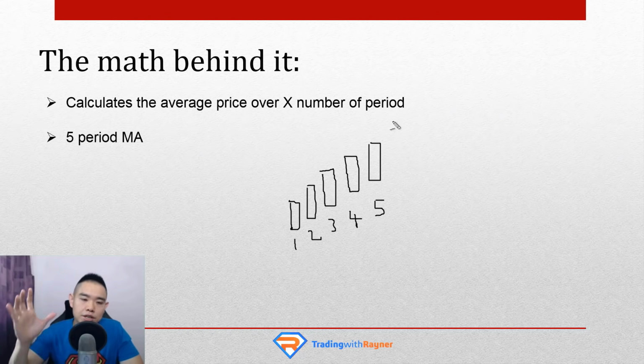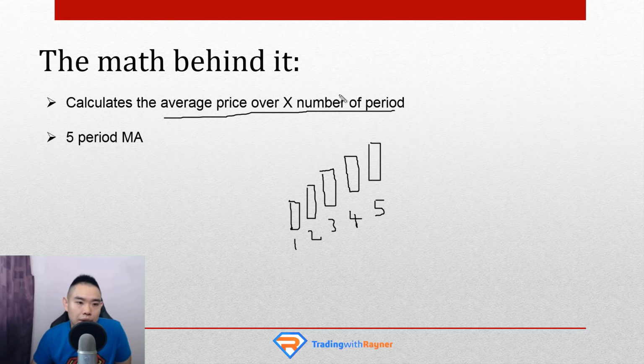So let's say you overlay this chart with the 5-period moving average, right? What will the value of your moving average be? Well, it's going to be pretty simple. What you're going to do is add the total of these closing prices. So 1 plus 2 plus 3 plus 4 plus 5, and you divide by 5 since we are calculating the average price over X number of periods. Our X number of periods in this case is a 5-period moving average. So you take 1 plus 2 plus 3 plus 4 plus 5, divide by 5. And if you do that, your answer will be $3.